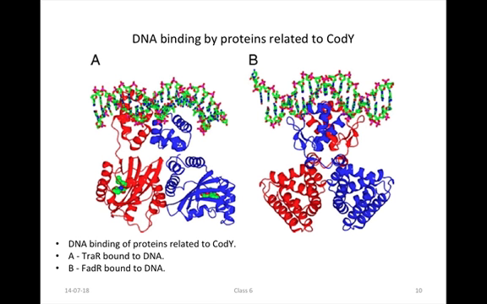Also, what they do is they show you what two other proteins look like when they're bound to DNA, because what they want to do is they want to make the argument that this is a dimer that operates as a transcriptional factor in a similar manner as TRA-R or FAD-R. They're not too sure which way it works.